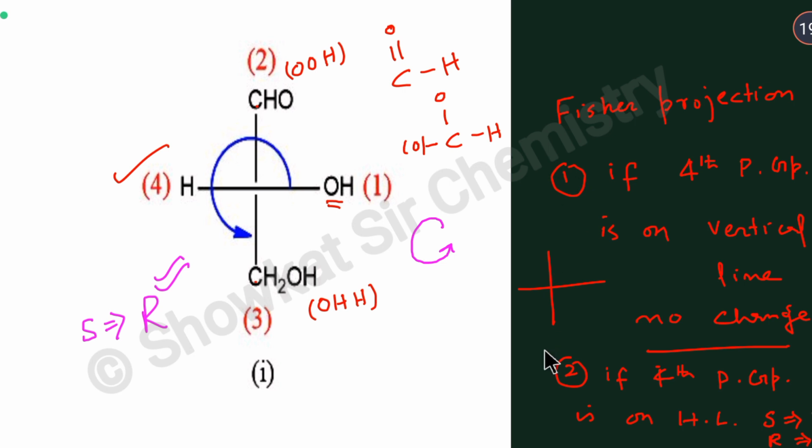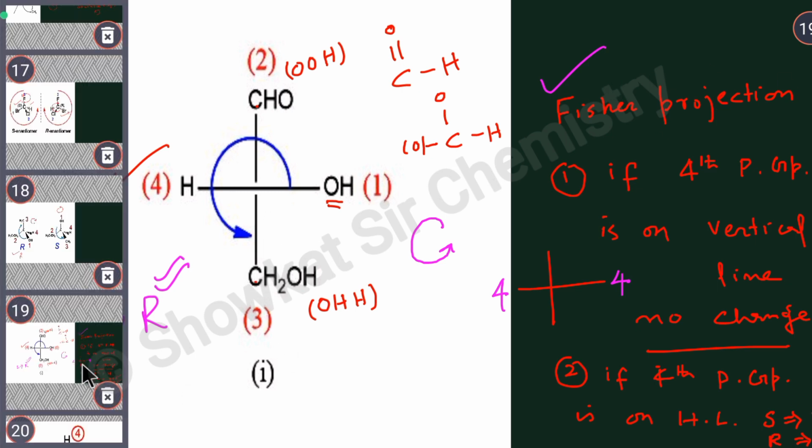You have to remember these two rules. They are particularly for the Fischer projection. The earlier examples which I have told were not in the Fischer projection, but this is in the Fischer projection. So whenever we have a Fischer projection, you have to remember, if the fourth priority group is on the vertical line, then no change. But if the fourth priority group comes here or here, that means on the horizontal line, then we have to reverse. If it comes out to be S, then it will be R. If it comes out to be R, then it will be S. So this one will be your R. It will not be S, it will be R. I hope you have understood.